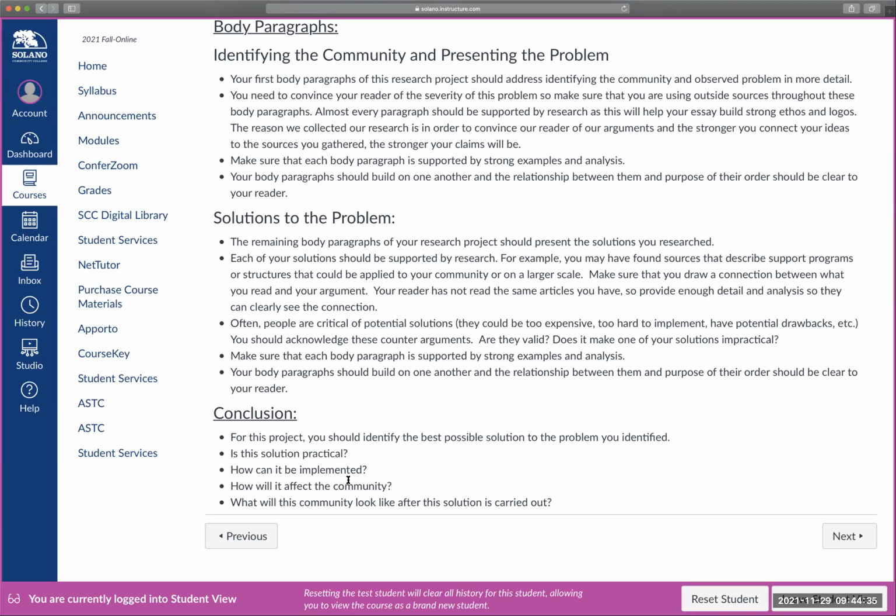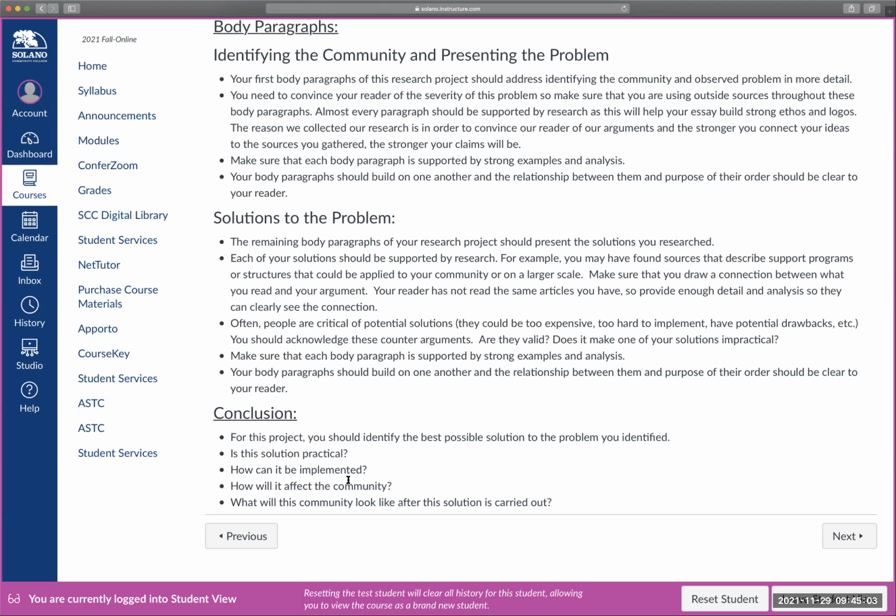And then finally, what will this community that's experiencing this problem look like after the solution is carried out? What is the almost perfect world result of this solution being carried out? Maybe this solution takes time, right? Maybe it's not a light switch that's flipped on and now everything's okay, but maybe we're headed in the right direction. Maybe you show that this will take a while.